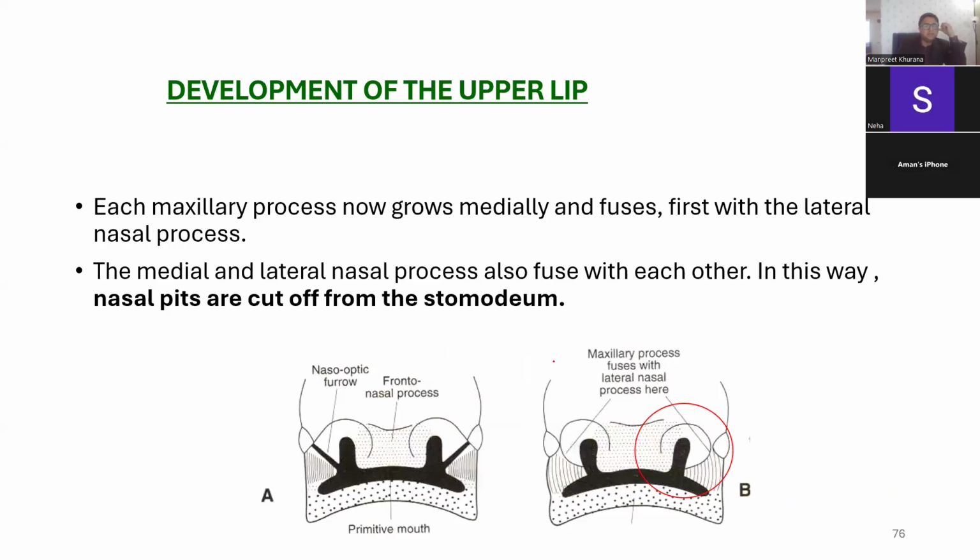Upper lip. This is important: each maxillary process now grows medially and fuses first with the lateral nasal process, and medial and lateral also fuse with each other. So nasal pits are cut off from the stomatodeum. This is the primitive mouth which is formed. This is the frontonasal process, and the maxillary process fuses with the lateral nasal process here.